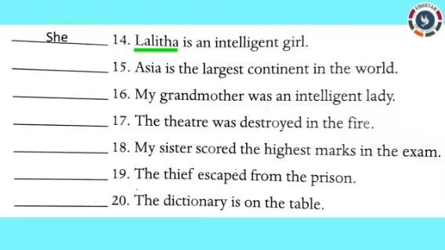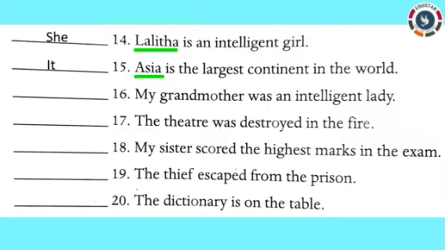15th sentence. Asia is the largest continent in the world. About what are we talking? Asia. Now, Asia is not a girl or a boy. It is a name of a place. So we should use the subject pronoun it.